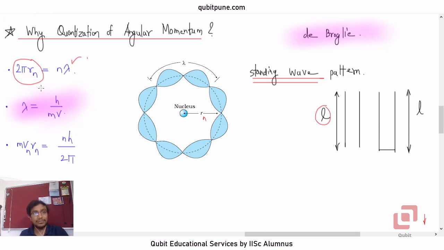So if you merge these two formulae together, meaning if you substitute lambda as h by p here and readjust the terms, you'll get the angular momentum as nh upon 2 pi. You can easily see that. You write lambda as h upon mv, shift mv there, and get 2 pi here. So it will be nh upon 2 pi. Correct? So this is de Broglie's explanation for Niels Bohr's postulate of quantization of angular momentum.